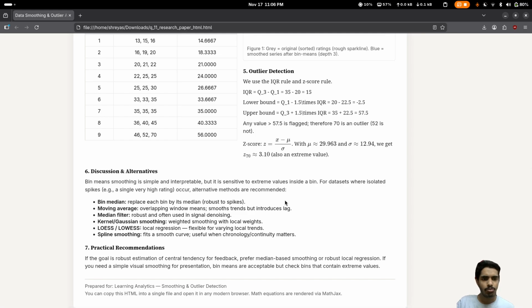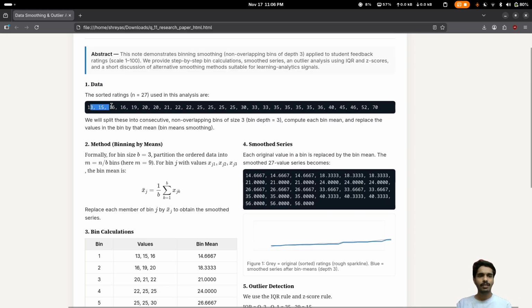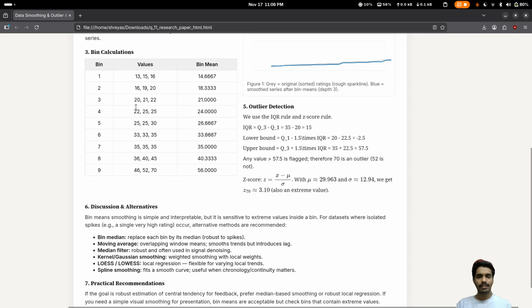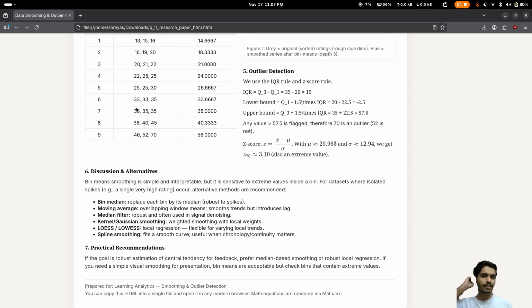The next is to discuss some alternatives to the binning technique, some other smoothing techniques. Are there any? The answer is yes. The first is bin median. You're taking the mean, you can take the median too. It's that simple. Another is moving average. This is like a window: it takes the first 3 values, then moves one step forward and takes another 3, then moves forward again and takes another 3, and during these intervals it takes the averages of those 3 values and stores them, and we eventually get a smooth data set.